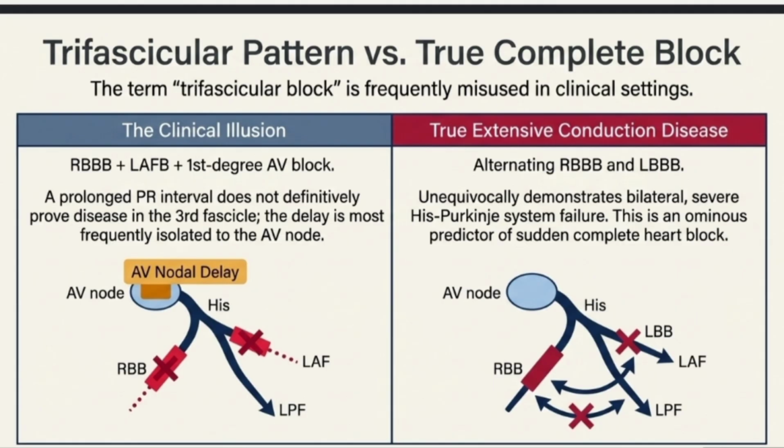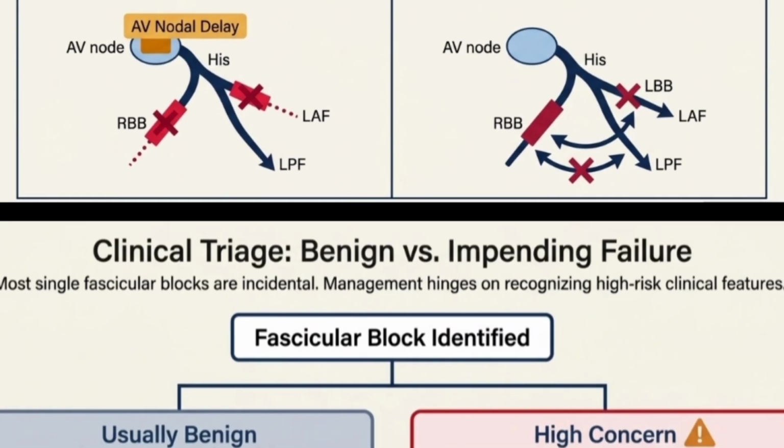True extensive conduction disease is alternating right and left bundle branch block, unequivocally demonstrating bilateral severe His-Purkinje system failure, an ominous predictor of sudden complete heart block.